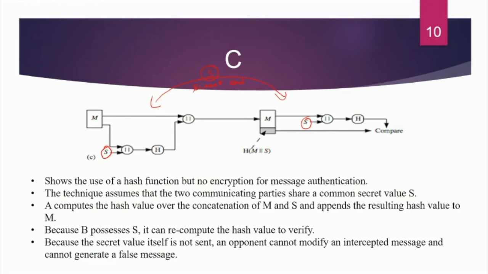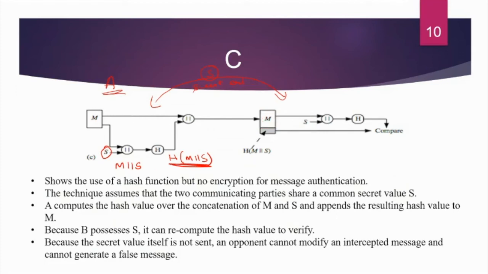Now, what the source will do: first, the plain text message M will be appended with S, the secret code. Then the hash is calculated on this entire thing, H of M appended with S. And then this code is appended to M. So we have message M along with the hash, which is computed over the message appended with the secret code. Encryption is not done at all.